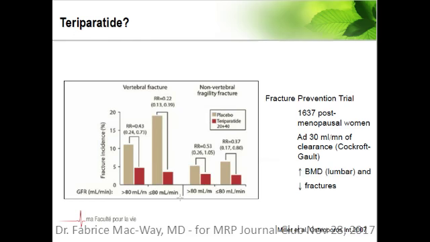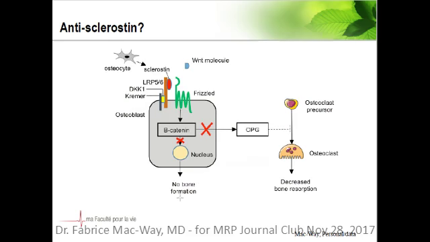And sclerostin, as I mentioned, is a protein that inhibits bone formation. So anti-sclerostin inhibits the inhibitor. If you inhibit the inhibitor of bone formation, then you increase bone formation. Okay. So it acts differently as compared to PTH, teriparatide, but the effect is the same. So you increase bone formation.